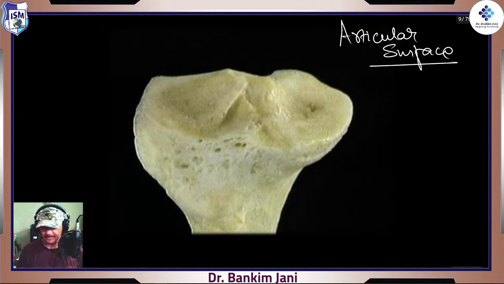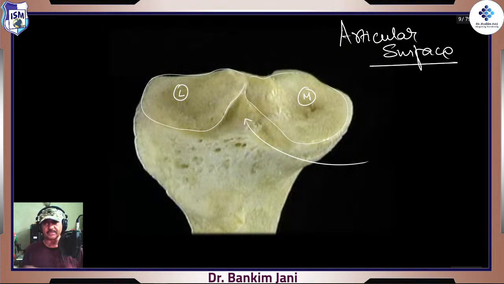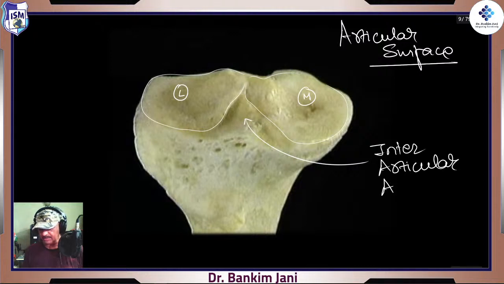Now over here, it is divided into two parts, right? This is the lateral part, and this one is the medial part. These are the articular surfaces, and in between these articular surfaces, no big rocket science, it is called the interarticular area. It is in this interarticular area that we'll see some of the important structures, one of them being the cruciate ligaments, anterior and posterior.